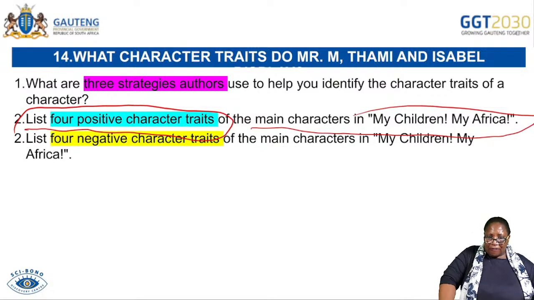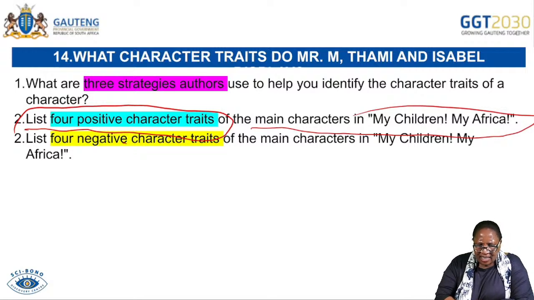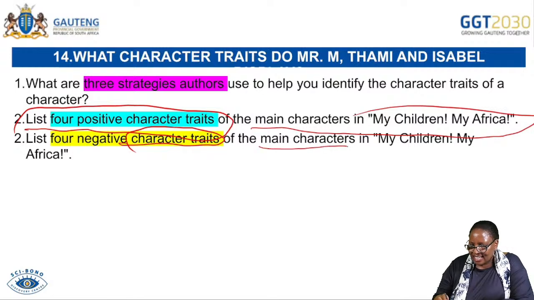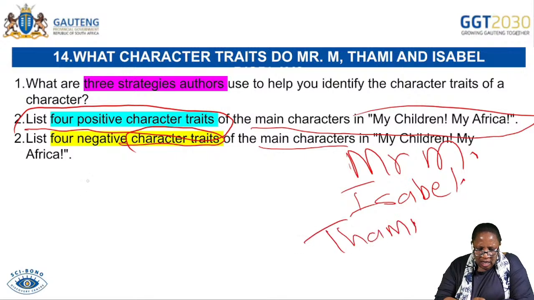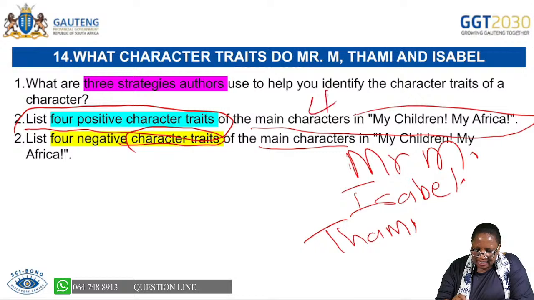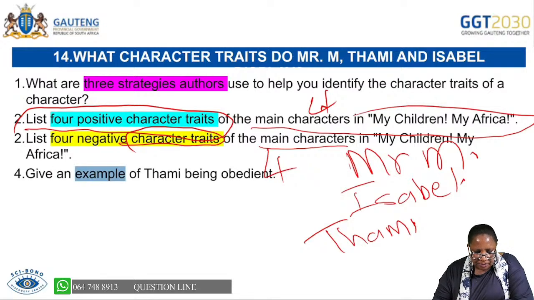And then I want you to further look at the 4 negative character traits of the main characters in My Children, My Africa. In other words, of Mr. M, of Isabel, as well as who? Tammy. I want you to look at 4 positive characters and 4 negative characters of each of these people.